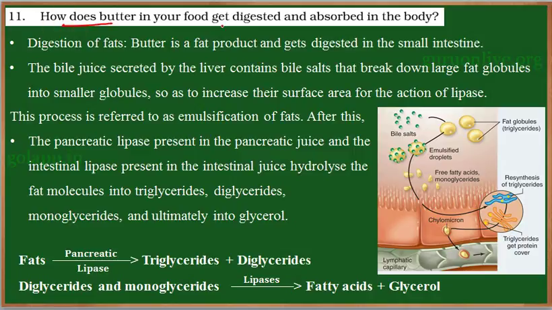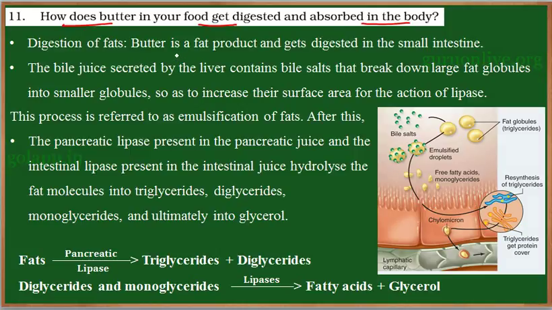How does butter in our food get digested and absorbed in the body? So far we learned about protein digestion and carbohydrate digestion. Now let us learn about how fats get digested. Butter is nothing but a fat. So how does fat in our food get digested? And not only digested, how is it absorbed in the body?